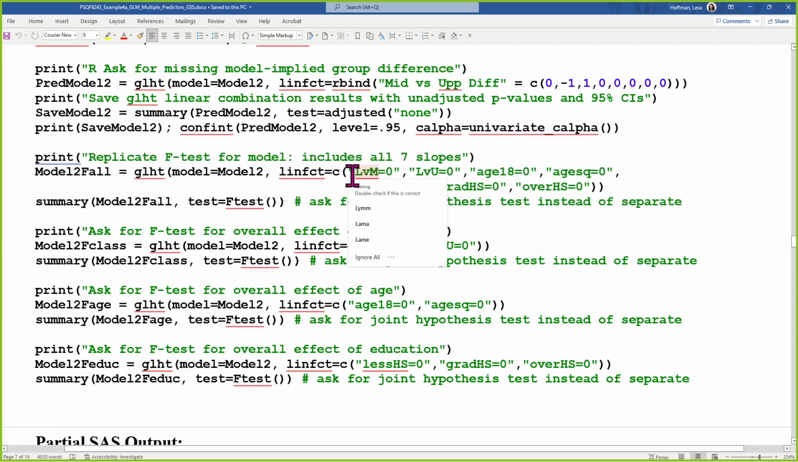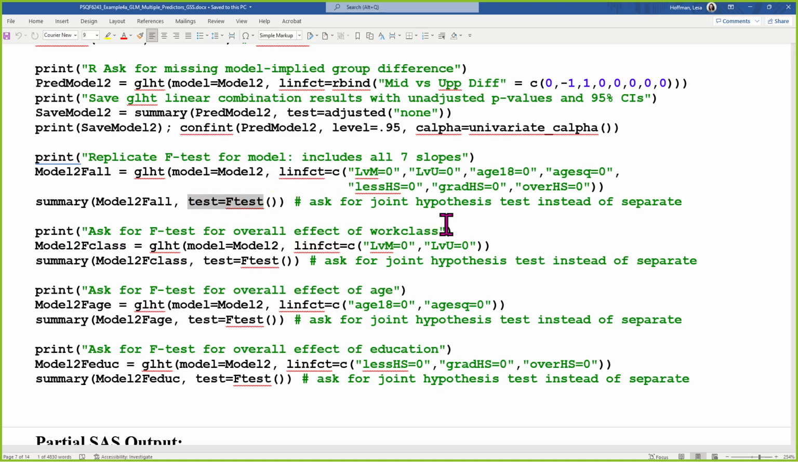Each slope that you want included, you set equal to 0, put it in quotes, and separate them with commas. The commas denote numerator degrees of freedom, just like in SAS. Then the summary with test equals F test tells it what kind of joint hypothesis test to do. Your choices are F or chi-square. F uses denominator degrees of freedom, which is the better strategy, particularly if you don't have a lot of data.